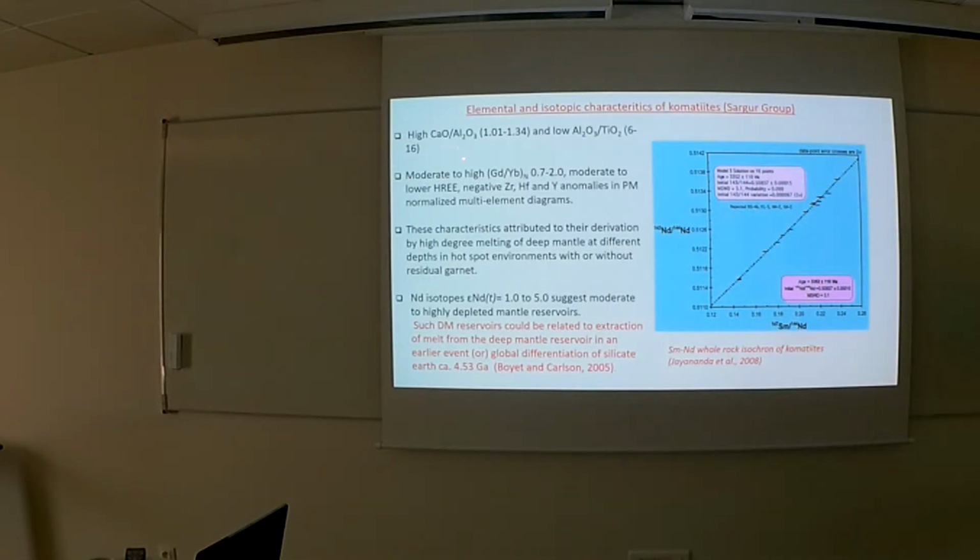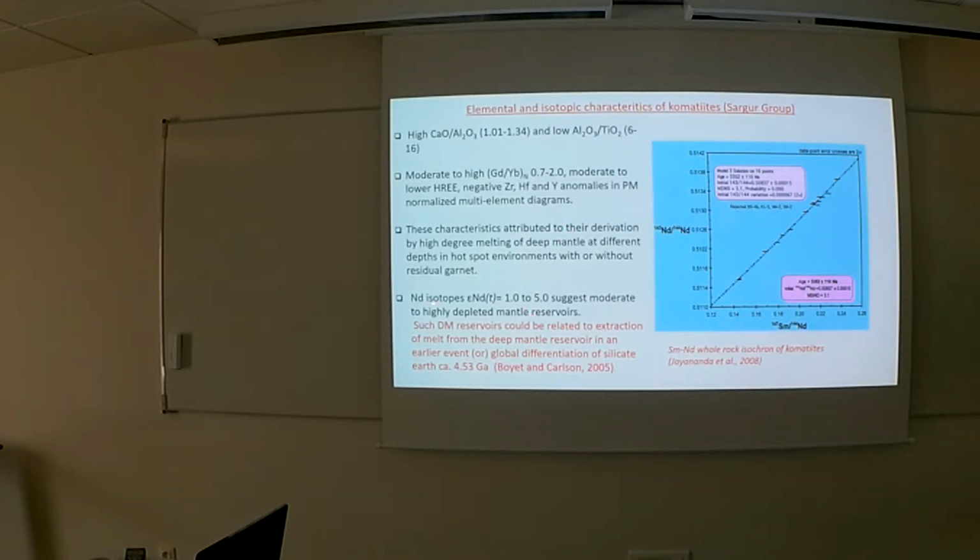They are characterized by high CaO/Al2O3 ratios and low Al2O3/TiO2 ratios. They are also characterized by moderate to high Gd/Yb ratios. All these characteristics indicate that the komatiitic magmas were derived from melting at different depths in the deep mantle, from 400 to maybe 250 kilometers depth. So these are deep mantle derived ultra high temperature lava flows.